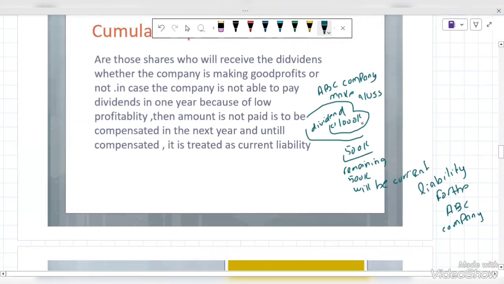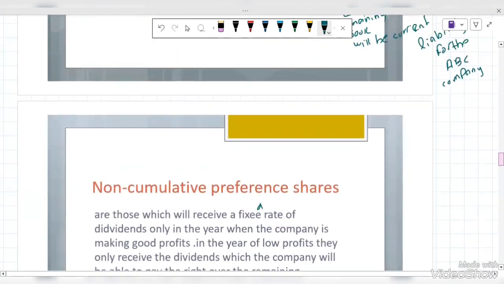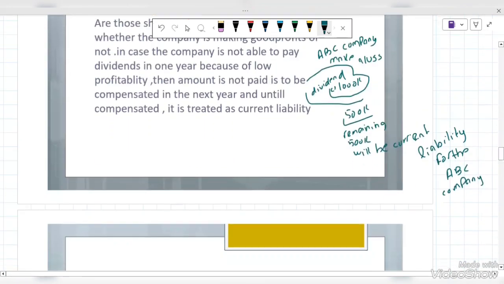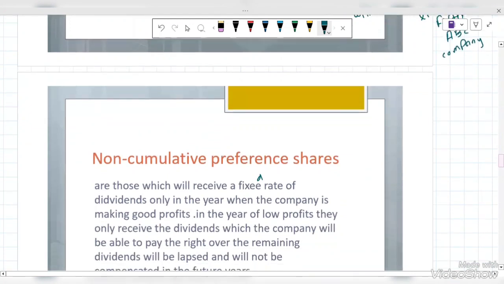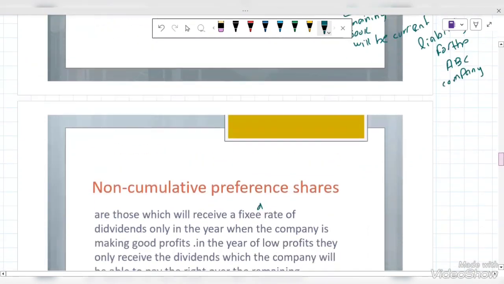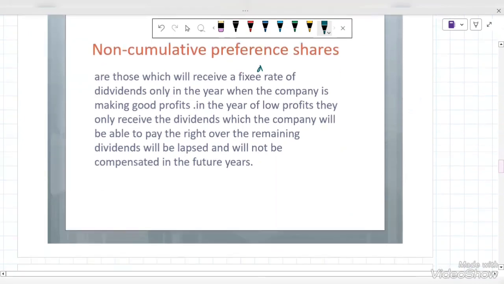For example, ABC company may be making losses, or maybe they have to pay the dividend of 1,000K, sorry, 100K to the non-cumulative preference shareholders. Okay. So the remaining 500K will be current liability for the ABC company if it is the case of cumulative preference shares. But if it is about the non-cumulative preference shareholders, it means that the company is not liable to pay the remaining dividend amount. So this is the main difference in both concepts.